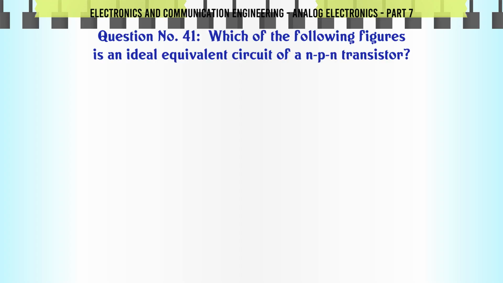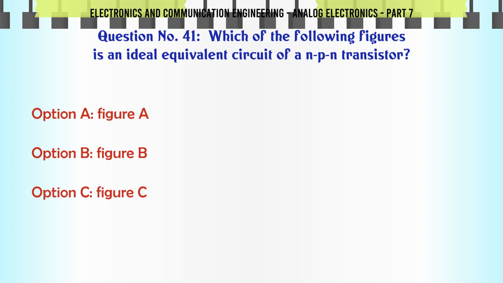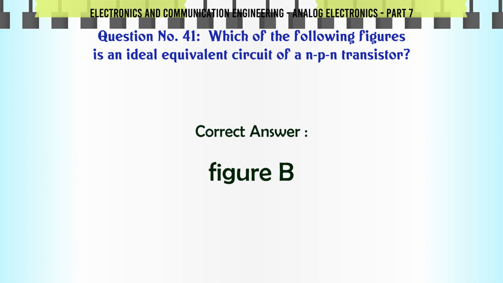Which of the following figures is an ideal equivalent circuit of an NPN transistor? A. Figure A, B. Figure B, C. Figure C, D. None. The correct answer is Figure B.